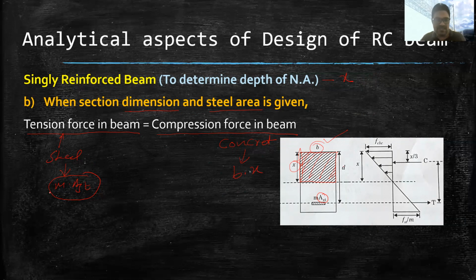Similarly, the stress in the steel will be in terms of equivalent stress, which is FST by M. So now you can see the stress in steel will be equivalent stress, which is FST by M. Now, stress in concrete: at the topmost fiber it is FCBC, and at the neutral axis it is 0.